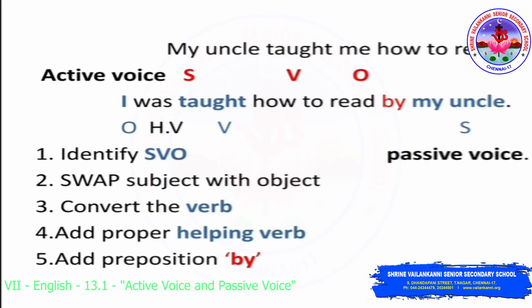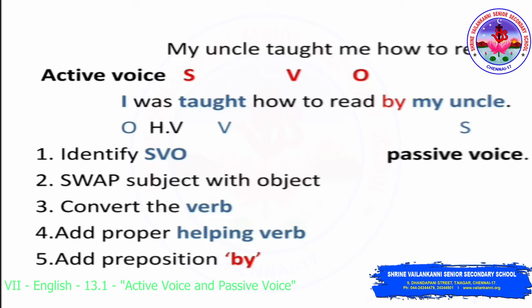So, me will be converted into I. I cannot write me was taught. That's wrong. So, I will convert me into I. Where I, which is the object here, was taught how to read by my uncle. So, the first thing I have to convert is me, and me will be converted as I.